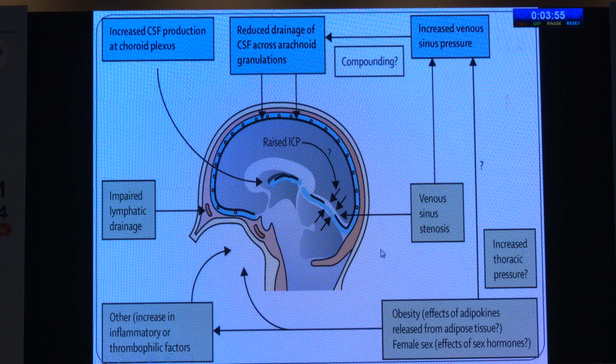And this is a diagram showing the etiology of raised ICP and how it causes the symptomatology. There can be increased CSF production at the choroid plexus. There can be reduced drainage of CSF across the arachnoid granulations, and this reduced drainage may be because of arachnoiditis or tubercular meningitis or any meningitis, leptomeningitis, causing decreased drainage through the arachnoid granulations. This all would be leading to increased venous sinus pressure. This increased venous sinus pressure can be because of stenosis of these sinuses, mainly the transverse venous sinus.